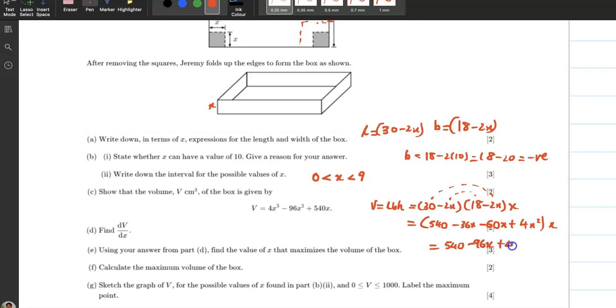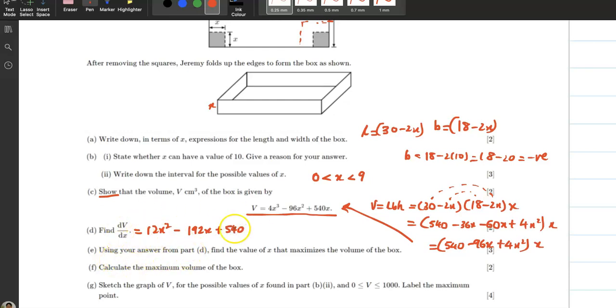You have to find the derivative, sir. No, you have to show this first. So I'm showing this. When you open the bracket, you will get this expression. Are you following? Then the derivative comes in. So what is the derivative? 12x squared minus 192x plus 540.